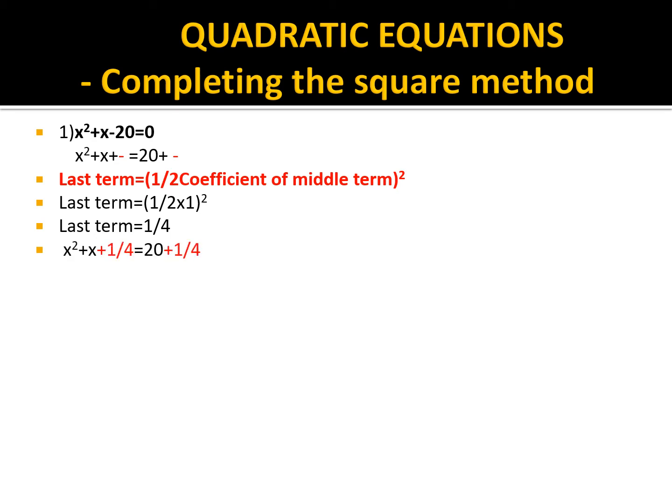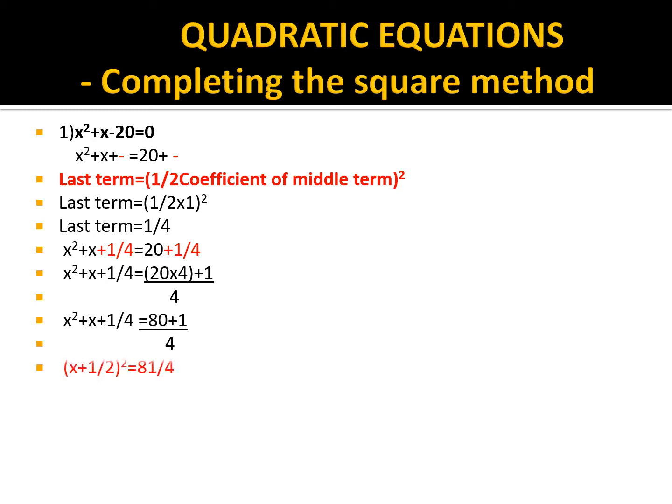So it gives us x square plus x plus 1 upon 4 is equal to 20 plus 1 upon 4. The left hand side remains as it is, and solving the fraction on the right, 4 into 20 plus 1 divided by the denominator gives us 80 plus 1 upon 4. The left hand side is now a perfect square, x plus half the whole square, which is equal to 81 upon 4.